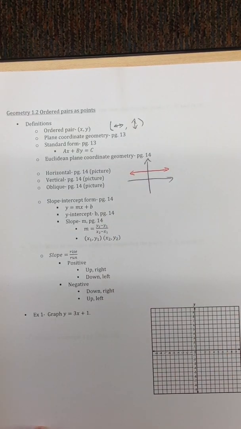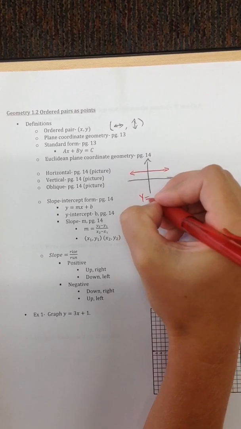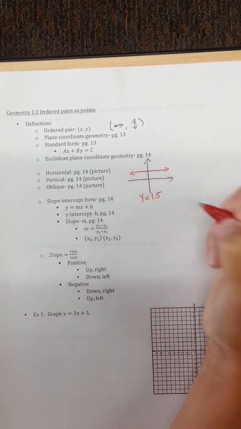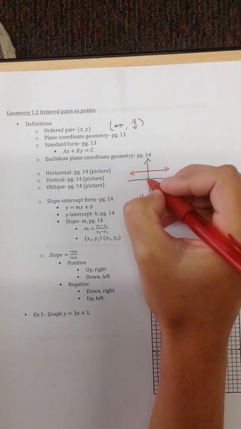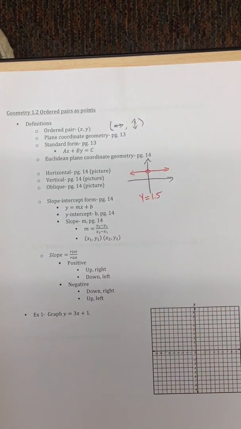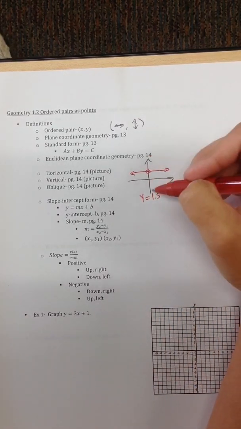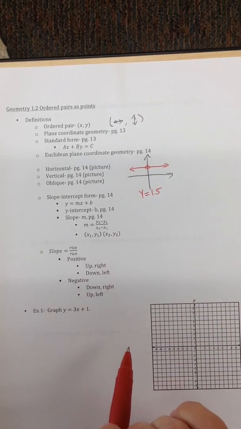So that would be a horizontal line, and then where they get their number for the y equals, they have 1.5 there for theirs. They're getting that from where it crosses that line right there. So where it crosses the y-axis is where they get that number.